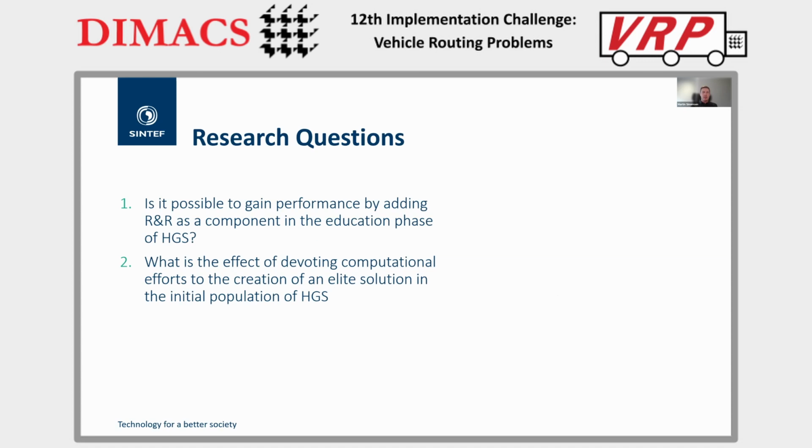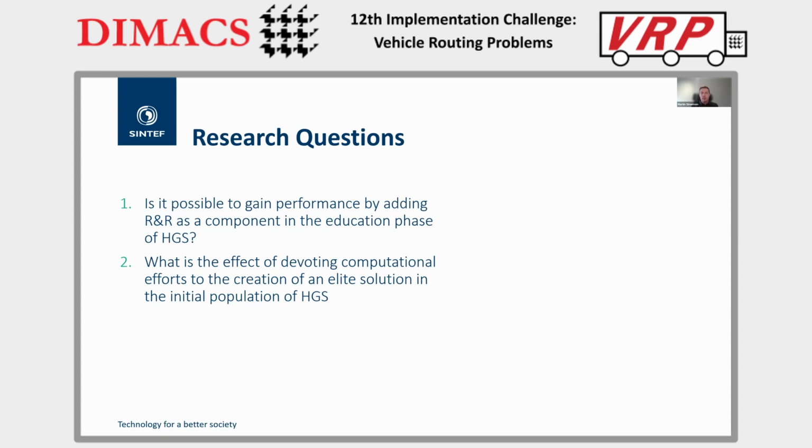Okay, so with the background in place, I'm going to present to you two of the research questions we had and that we wanted to answer. The first one is: is it possible to gain performance by adding ruin and recreate as a component in the education phase of the hybrid genetic search? Hopefully, ruin and recreate can find good solutions that the local search could not find, but it might not be worth the extra time it requires, as it will result in each iteration of the genetic cycle becoming slower. So then it's back to the balance.